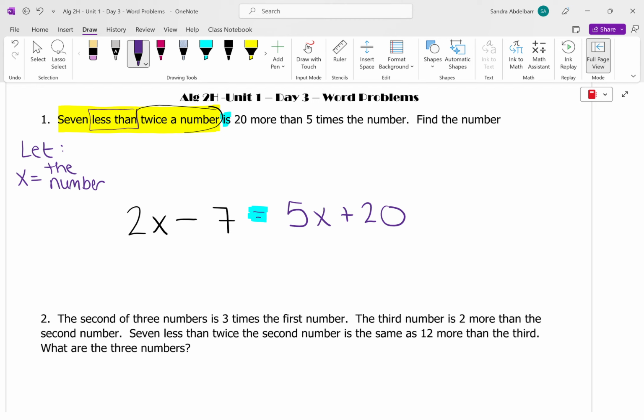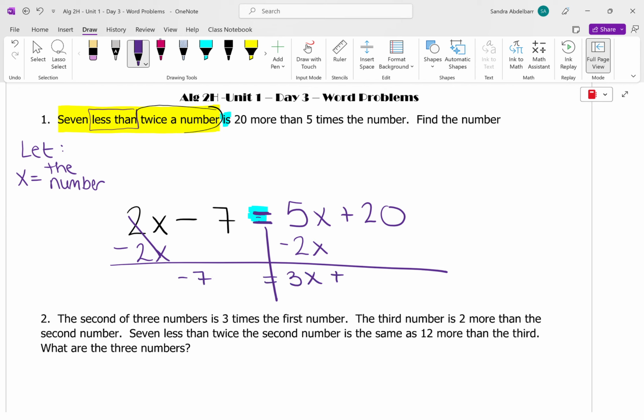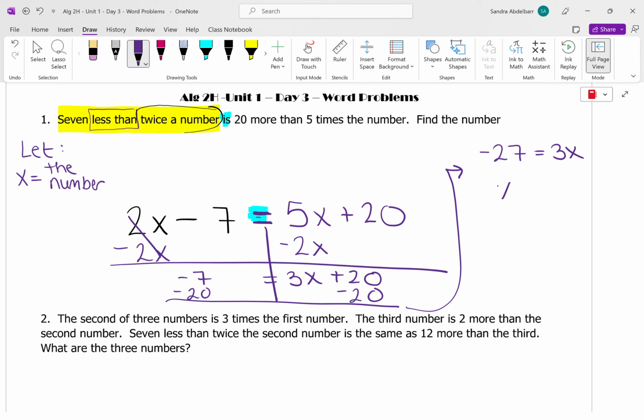They want us to find the number. So now we have our equation. All we have to do is now solve this equation. Here's our equal sign. I'm going to subtract 2x on both sides. And we're going to have negative 7 is equal to 3x plus 20. I'm now going to subtract that 20 on both sides. We're going to have negative 27 is equal to 3x. So x is equal to negative 9.